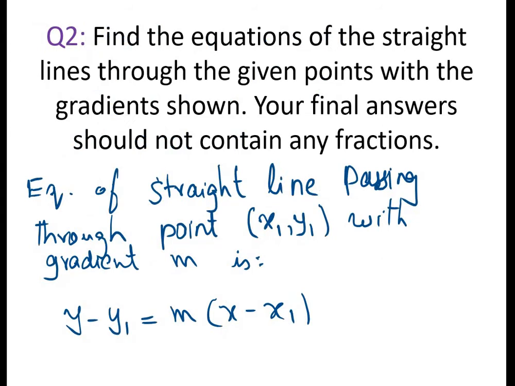The second question says to find the equations of the straight lines through the given points. So you need to find the equation of a line that passes through this point with the gradient shown, and its gradient is given. How do you find the equation of a line? If the straight line passes through a point (x1, y1) and the slope is m, then the equation of the straight line is y minus y1 is equal to m times (x minus x1).